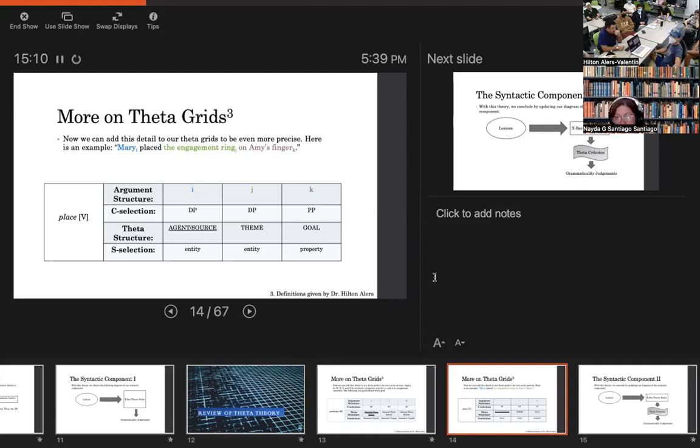And the last one, we need that I and J be entities, and that K is a property. Mary is an entity. The engagement ring is also an entity, it's the ring. And on Amy's finger is a property of the engagement ring, because that is describing something about the engagement ring. In this case, its location or its future location, or I guess past location. So sure enough, everything is satisfied. Because the whole theta grid is satisfied, then that means the argument structure for place is grammatical, and thus we are good.